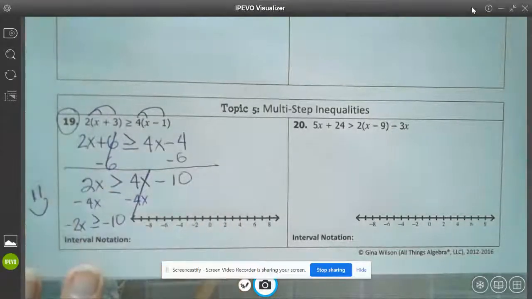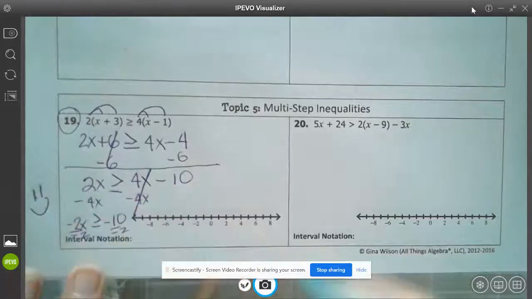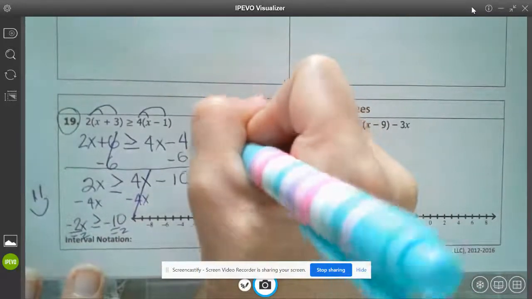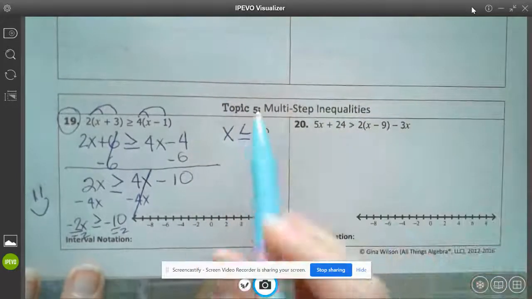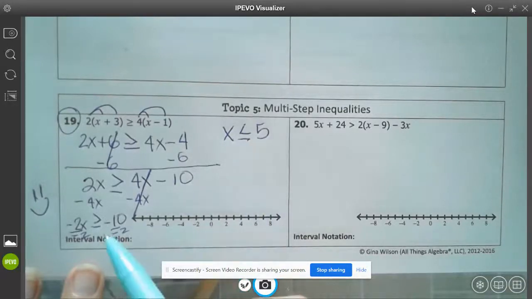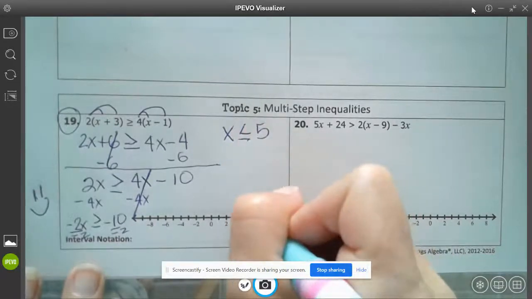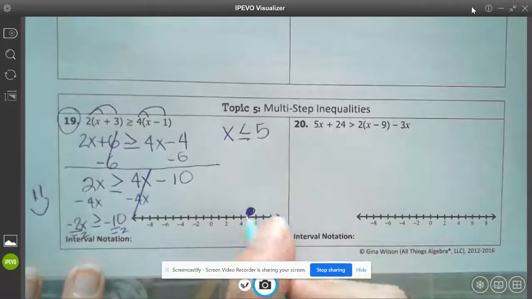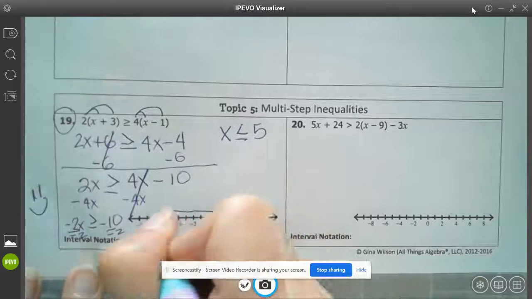We know it's positive 5, right? So by dividing, you get positive 5, but you have to flip the sign. So we're actually looking at x is less than or equal to positive 5. Because it's less than or equal to positive 5, we're going to go this way. We find 5, and it's a closed circle, and the x is less than, so it goes this way.